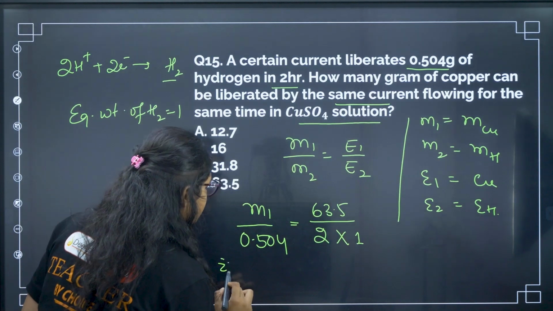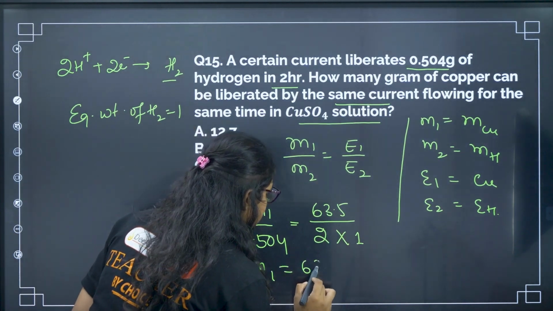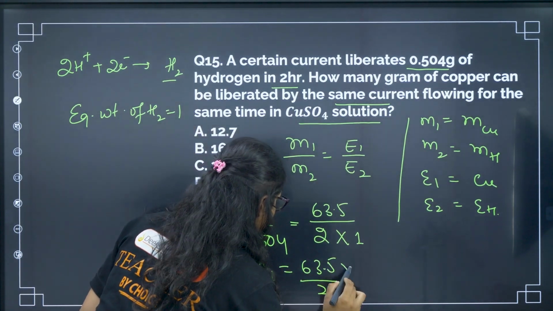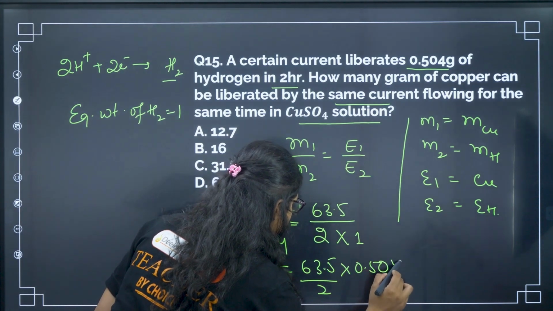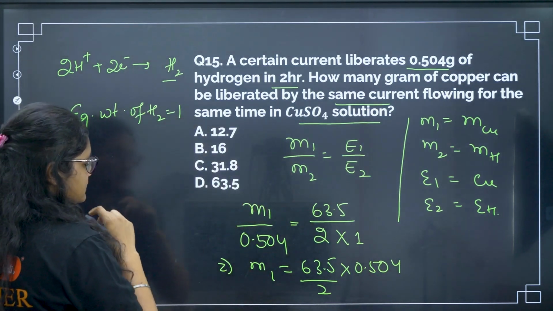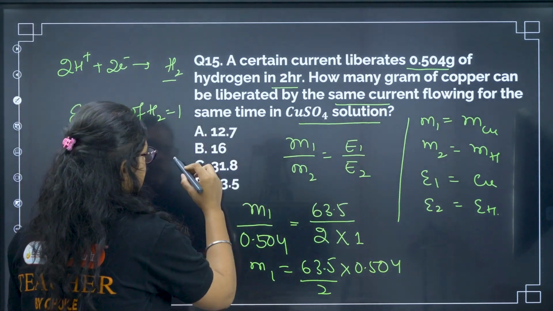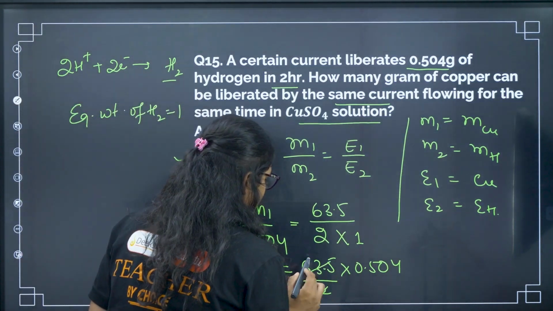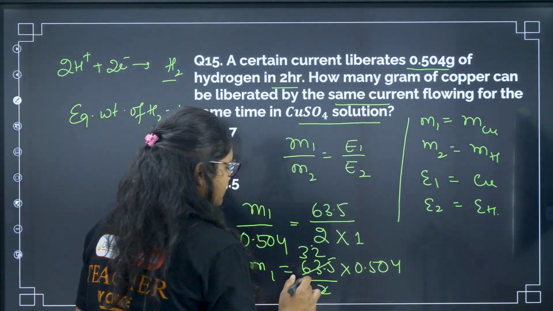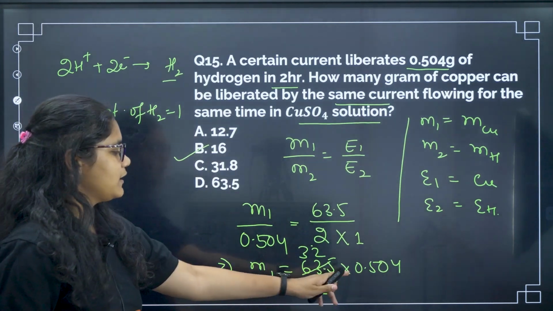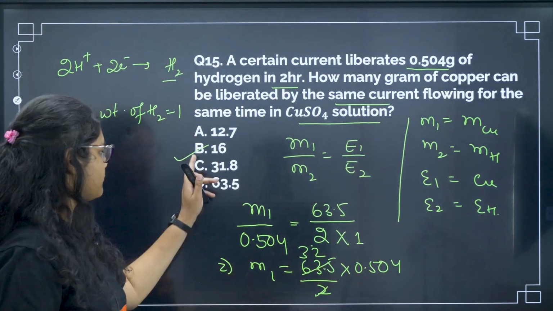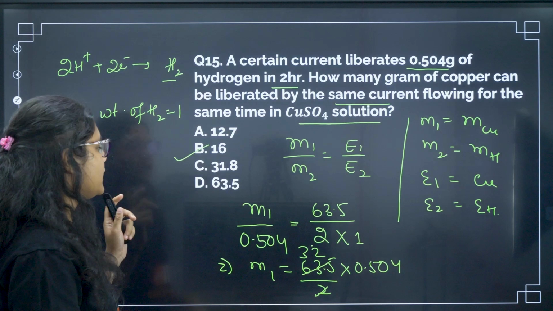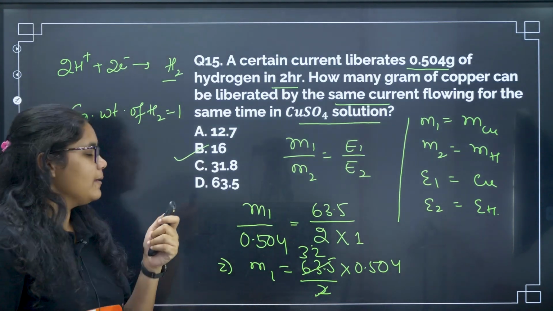So now if we solve this, we can get the M1 value, that is 63.5 by 2 into 0.504, right? If you solve this, the correct answer for this question will be somewhere around 16, okay? So you can see here it will be some 30, we can just imagine something around 32 will be coming, and 32 multiplied with half will be somewhere around 16, right? So the correct answer for this question is option number B.